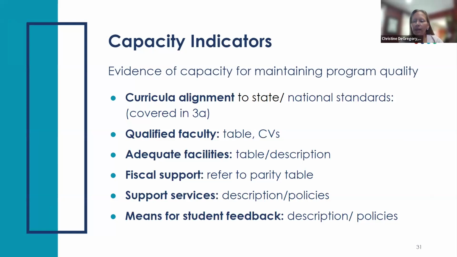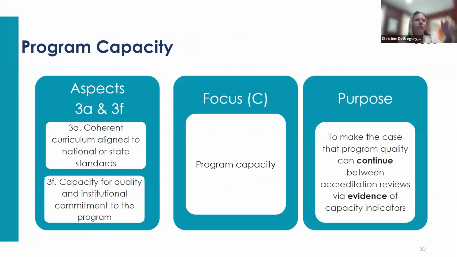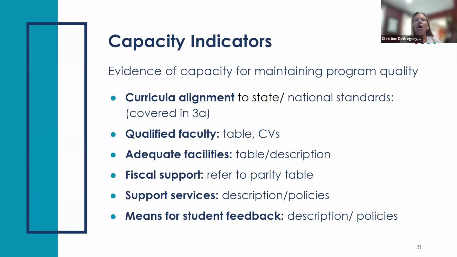So here are the capacity indicators that get spread across 3A and, am I right? Yep, 3F. All right. So you've got your curriculum, you have your qualified faculty, adequate facilities, fiscal support, support services, and means for student feedback. And we'll get into all of these in just a second.